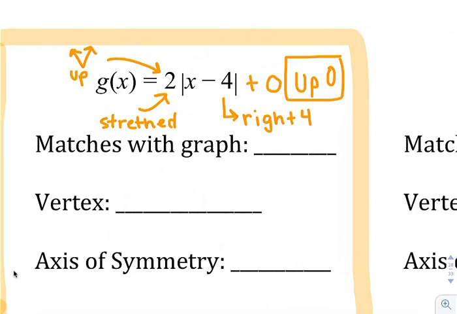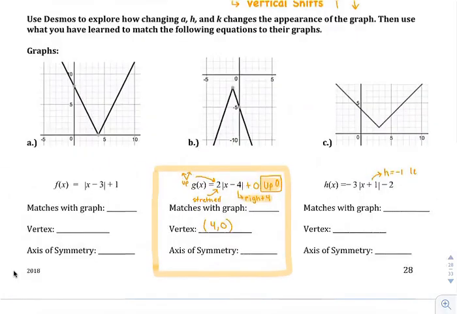So that right there, the right 4 and up 0, is your vertex. From the origin, that's where your graph is moving. If that's where your vertex is, you can look at the graphs a while if you want. (4, 0) is going to be graph A, with your vertex right there.